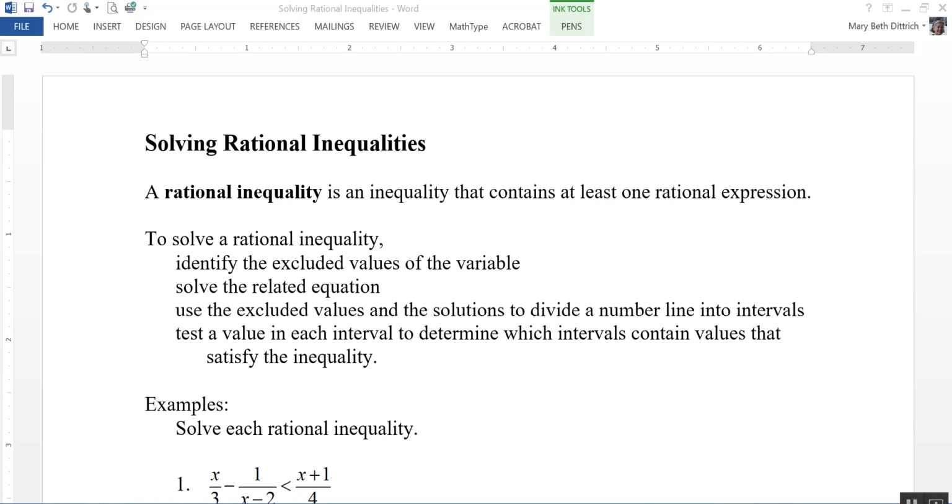This video is on solving rational inequalities. A rational inequality is an inequality that contains at least one rational expression. In order to solve a rational inequality, we're going to follow the following steps.